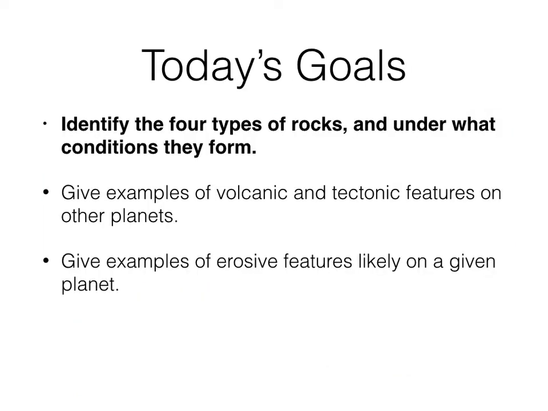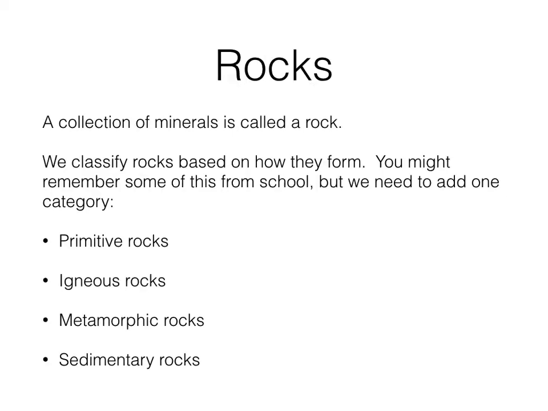So, our goal is to identify the 4 kinds of rocks and under what conditions they formed. And I've already introduced this idea previously. A rock is a collection of minerals. Remember, a mineral is a substance determined both by its chemical structure and its crystal structure. Because diamond and graphite have the same chemical structure, they're both carbon, but they have different crystalline structures, so they're different minerals. And if you put a bunch of minerals together, you get a rock.